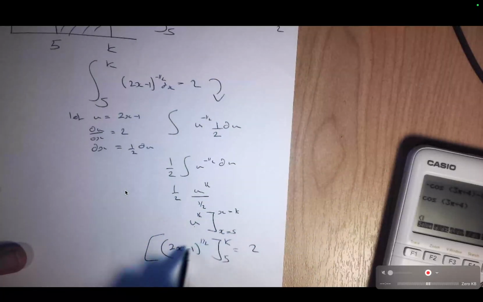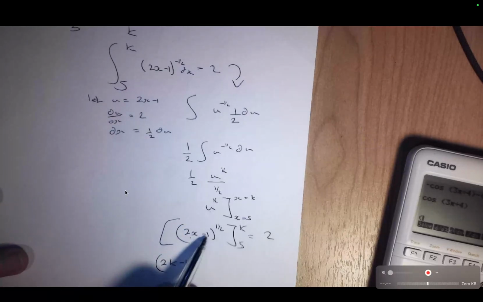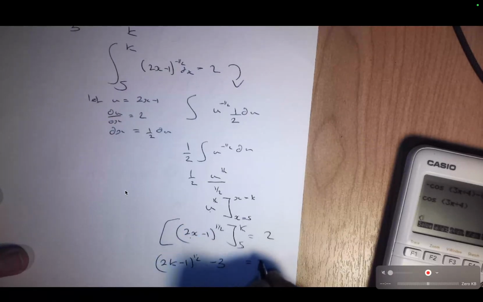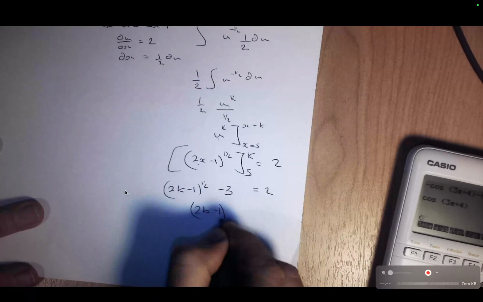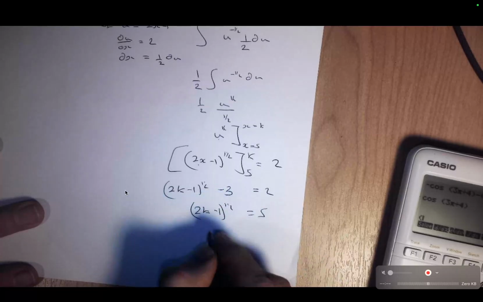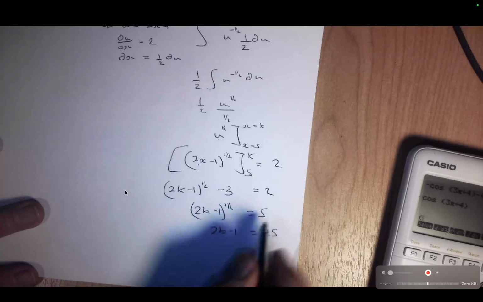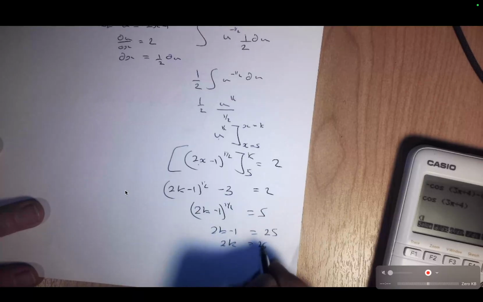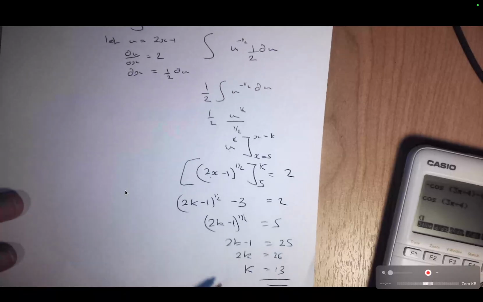Okay, now substitute in. So that's going to be (2k minus 1) to the power of a half. 5 goes in here. 2 times 5 is 10. 10 minus 1 is 9. 9 to the power of a half is conveniently 3. Okay, running out of room. (2k minus 1) to the power of a half equals 5. 2k minus 1 equals, what's this? 25, because you're squaring both sides. And then 2k equals 26. k equals 13. Right, so that is the official answer.